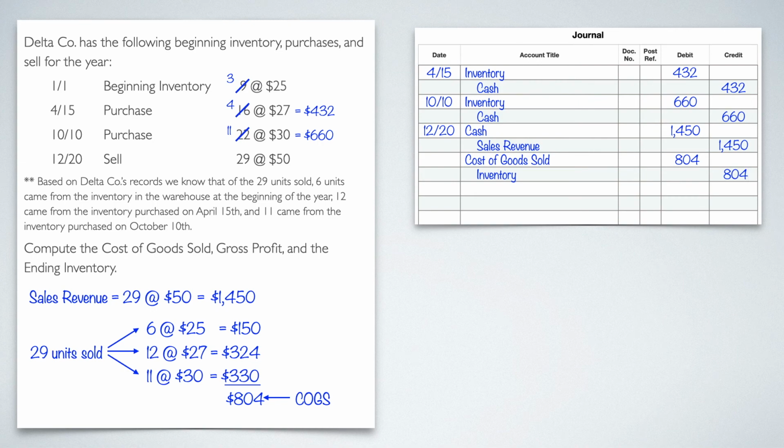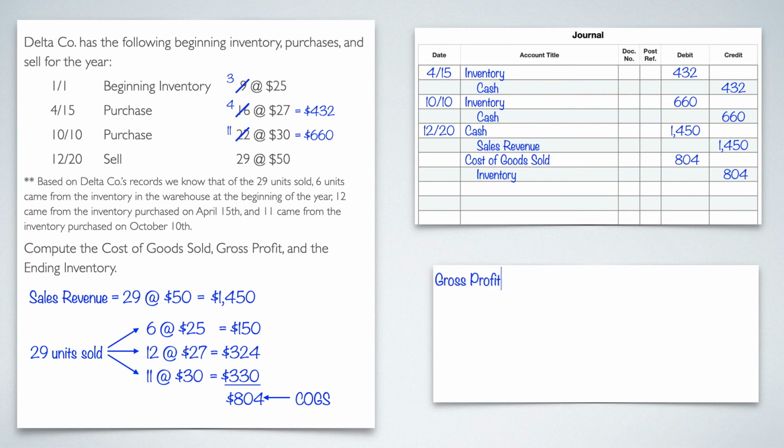It asks us to compute the cost of goods sold, which we did. Cost of goods sold was 804. It also asks us to compute the gross profit, and we know gross profit equals sales revenue minus COGS. And so we just put the numbers in there. Our sales revenue was $1450, COGS was 804. Subtract the two, that's going to give me a gross profit of 646. That's my gross profit.